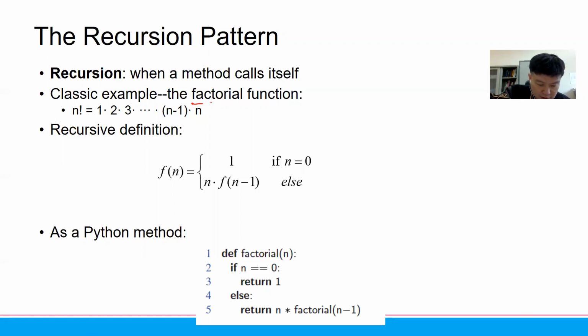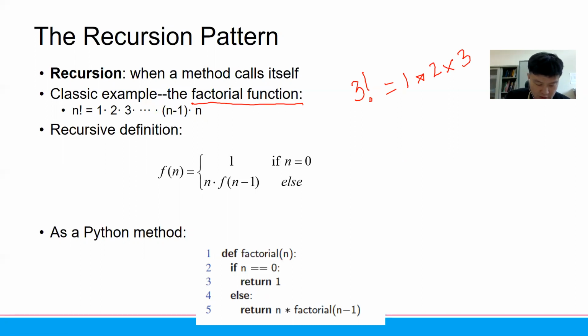Factorial is about the n exclamation sign. So let's say if I have 3 factorial, then it is the result of 1 multiplied by 2 multiplied by 3.